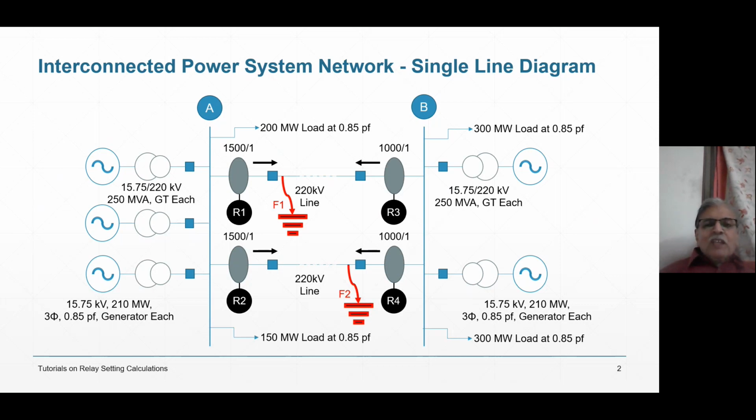But let us try to understand that if the fault occurs at F1, R1 should primarily operate. R2 will not give backup because of the direction of the fault current. Fault current is flowing from bus B, that is from generators there, through R4, R2, R1 and F1. So for R2, the direction is non-operative, so R2 is not going to operate. R4 is going to give backup. So R1 should operate first and R4 should operate later.